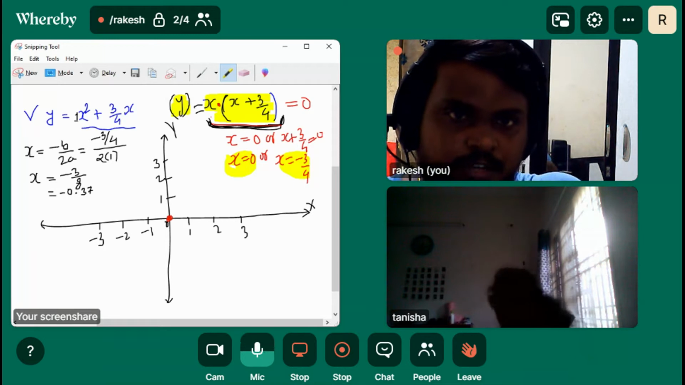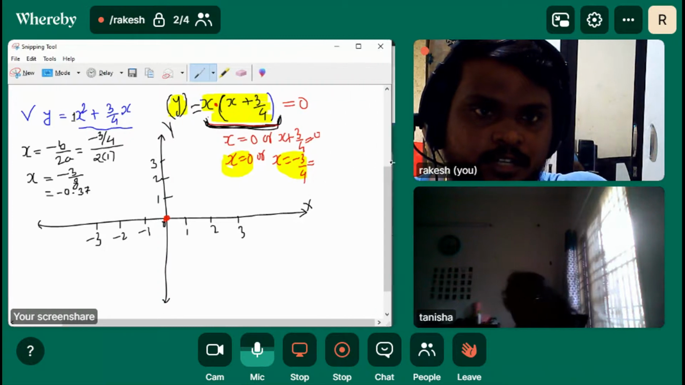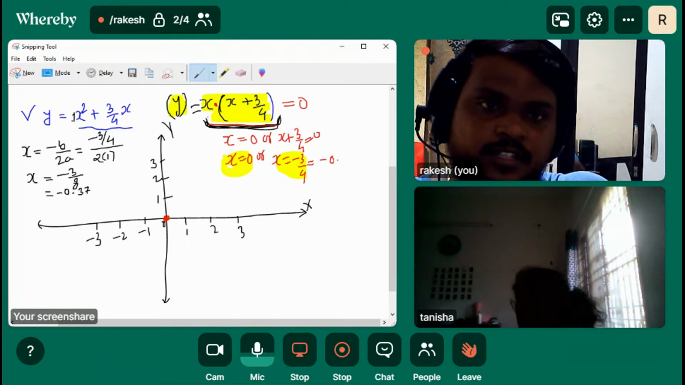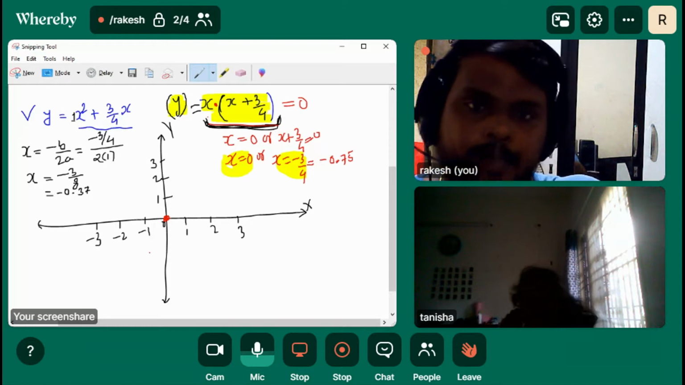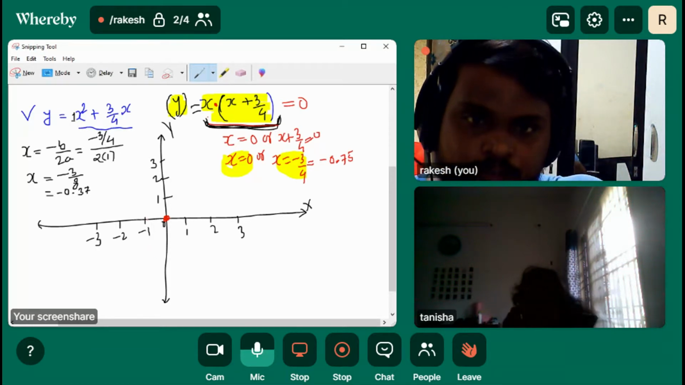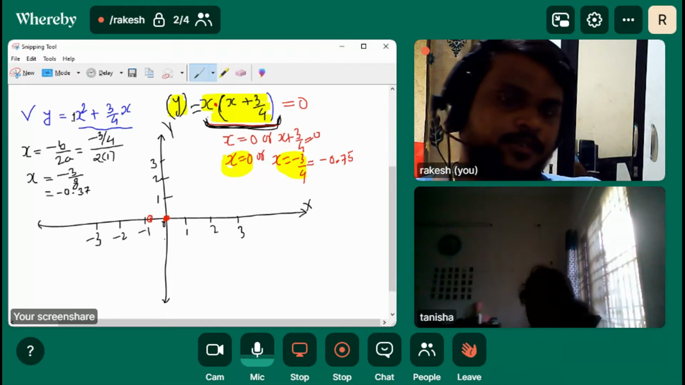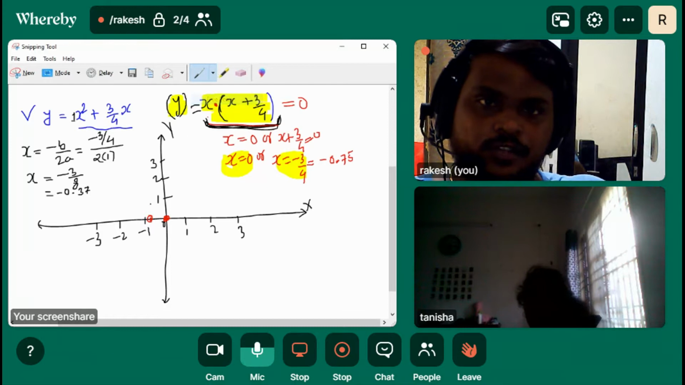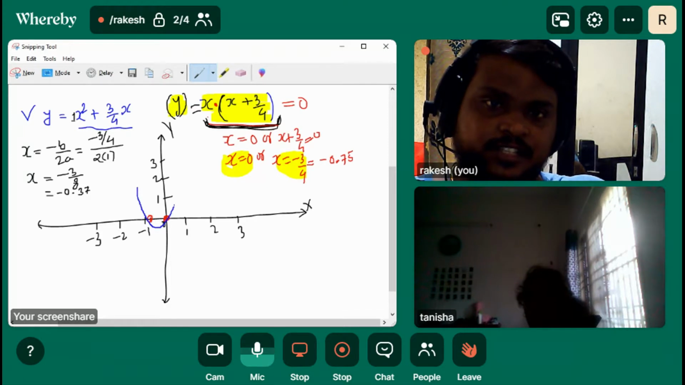So the value of y 0 means we'll get the x intercept. Once you got these 2 points, x is equal to 0 and x is equal to minus 3 by 4, how much is that? 0.75, minus 0.75. So maybe somewhere here, right? So these are the two x-intercepts of the graph. So you can directly draw this graph like this.